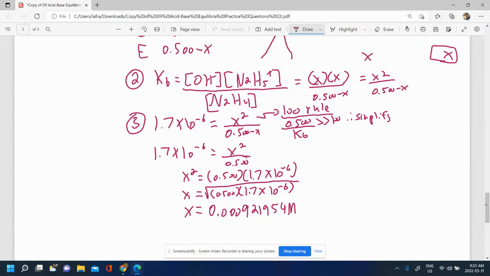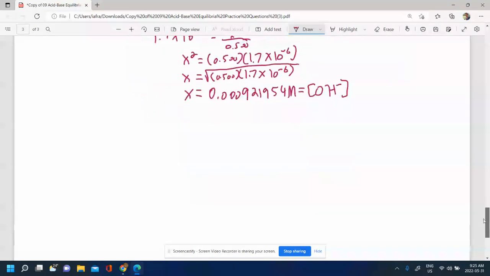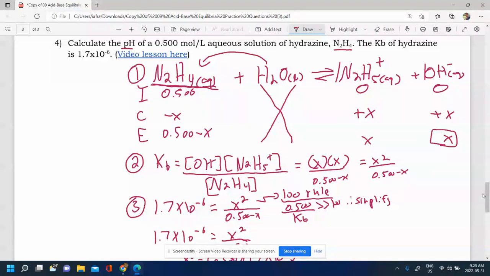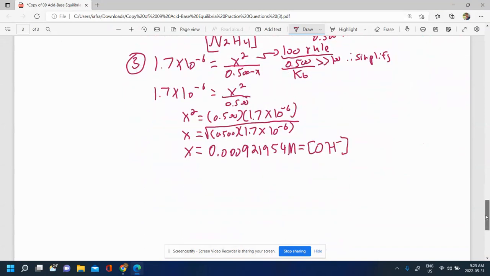0.000921954 molar, because that's the concentration of the OH minus. Now you need to be careful here. You have the concentration of OH minus at this point, okay? And you want to find the pH. So there's a couple different ways you can do this. And maybe you can predict the way if you'd like. I'll do the two ways just to show you how you would do it.